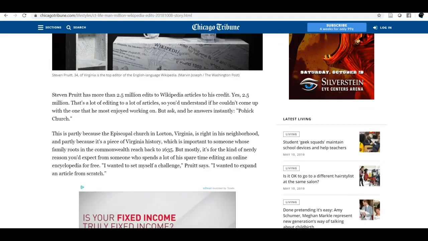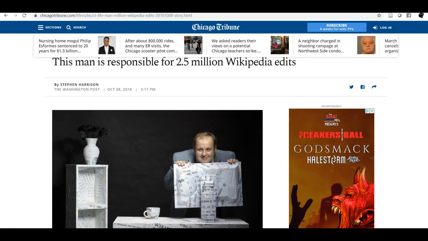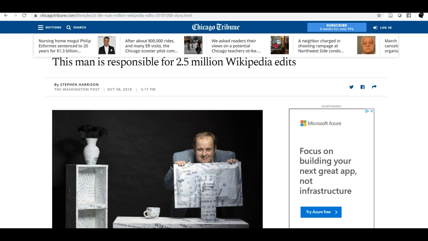This Stephen Pruitt is a guy who goes around making hundreds of edits to Wikipedia per week, and we don't know who this guy is. We don't know what his biases are. We don't know what agenda he has. We can assume that he's a good guy just doing it for the good of the people. But what if he wasn't? What if there was a malevolent intent?